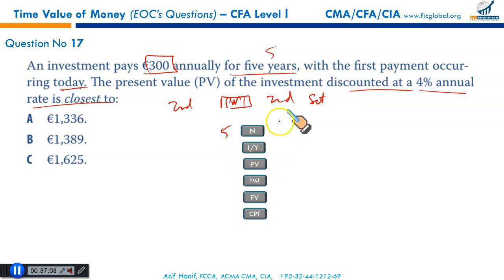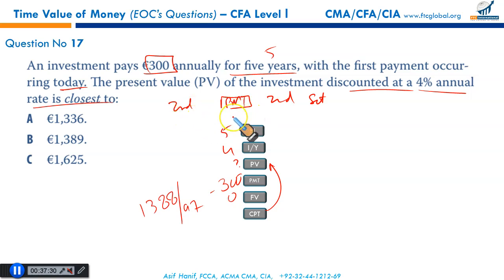Period is 5. Interest rate per period is 4. Yearly compounding. Present value is to be calculated. Payment is given as $300. It's a payment negative, and future value is 0. You have to calculate the present value. So plug in all these numbers, you will get 1388.97.